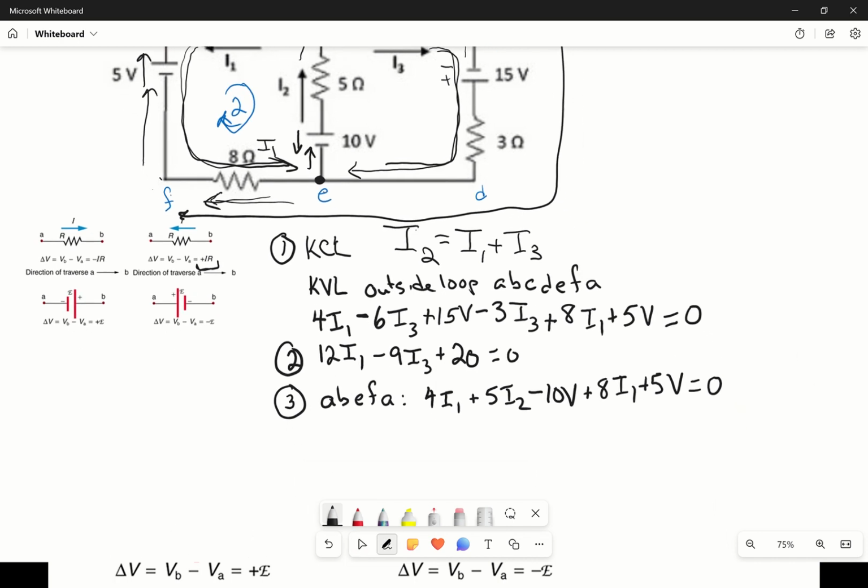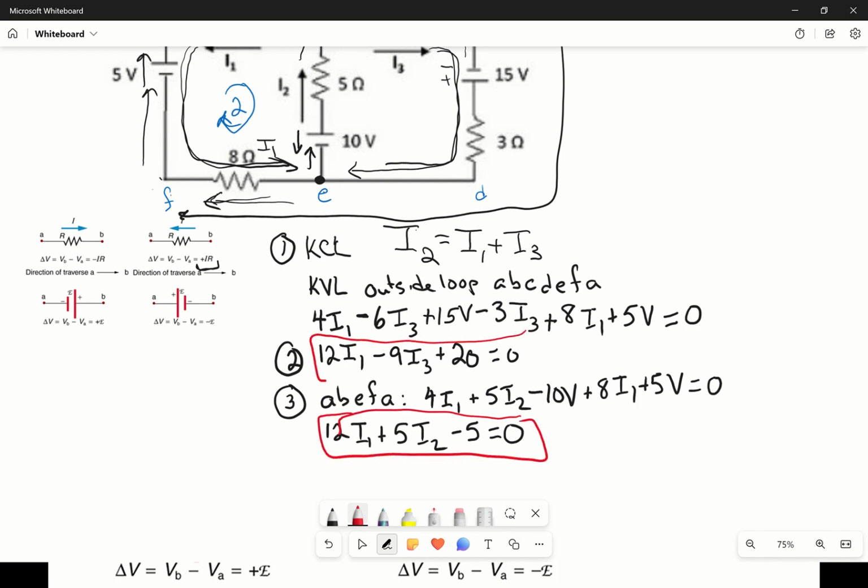All right, so let's collect our terms again. So I've got 12I1. I've got just 5I2. And then if I look at the voltages, I've got minus 10 and plus 5, so it's going to be minus 5 equals 0. All right, so now I have my 3 equations. Let me draw a red box around my 3 equations. And so now I have to solve the equations.